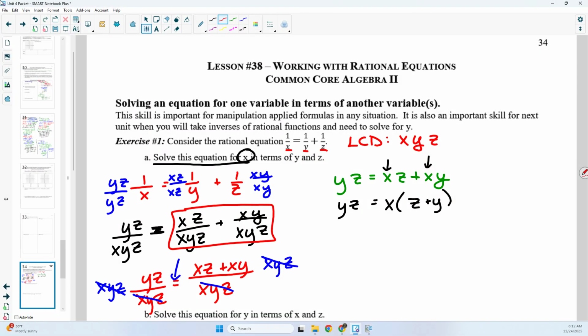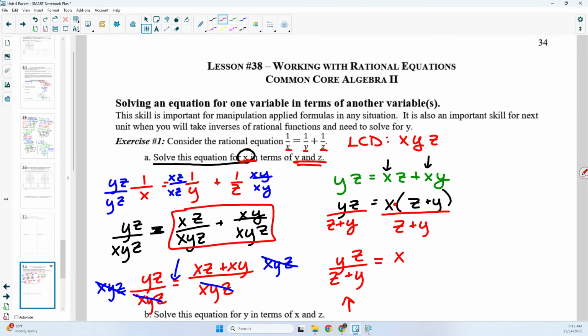Now I only have x written once. It has multiplication, so the way I'm going to get it by itself is by dividing. Nothing simplifies on this left side of the equation because we have addition in the denominator. So this is solving for x in terms of y and z, which means that y and z will be on the other side of the equation.